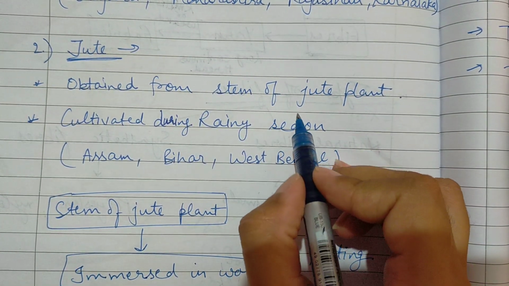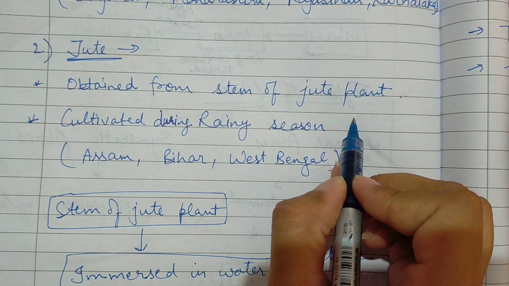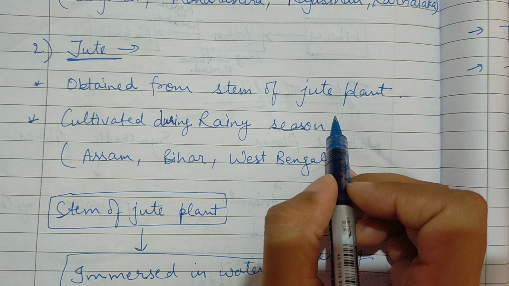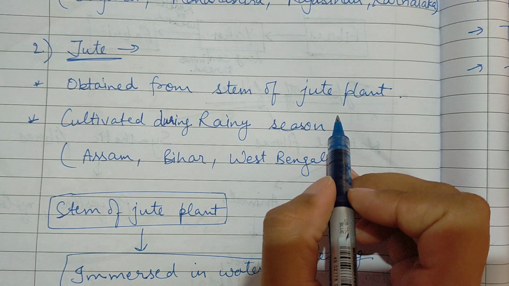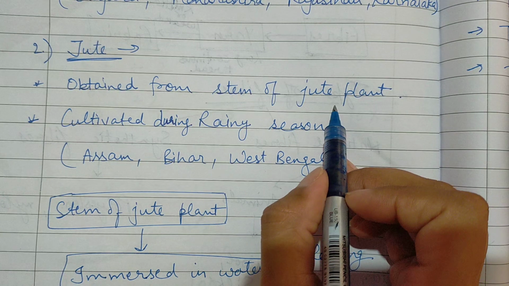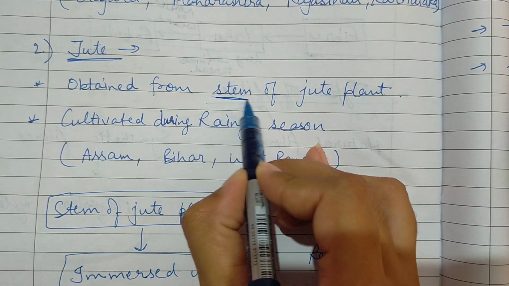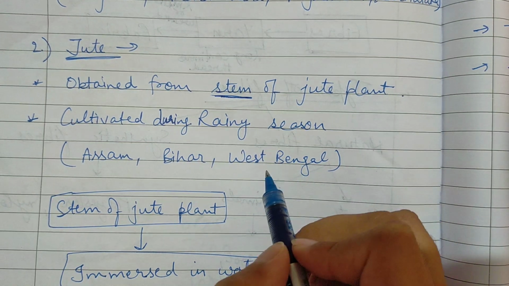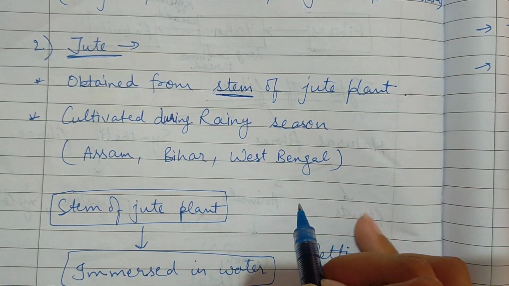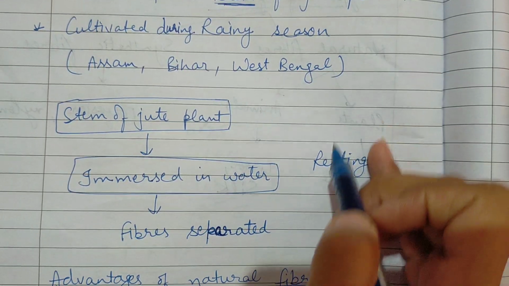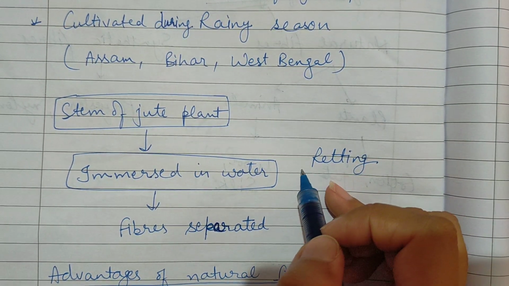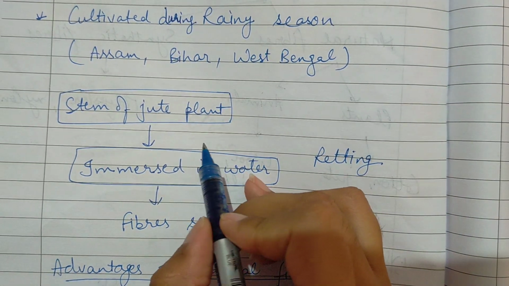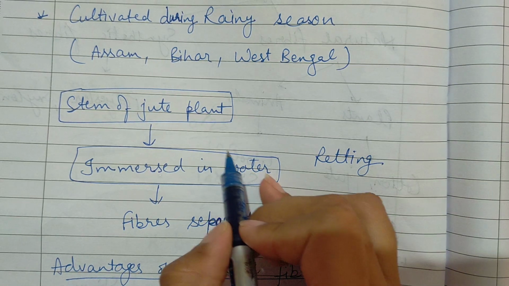Jute fibers are obtained from stem of the jute plant. It is also a natural fiber and it is obtained from jute plant, but cotton fiber is obtained from the fruit of the cotton plant and jute is obtained from the stem of the jute plant. It is cultivated during rainy season, mainly in Assam, Bihar and West Bengal. So it is a simple process of getting jute fiber. It is obtained from stem of the jute plant.